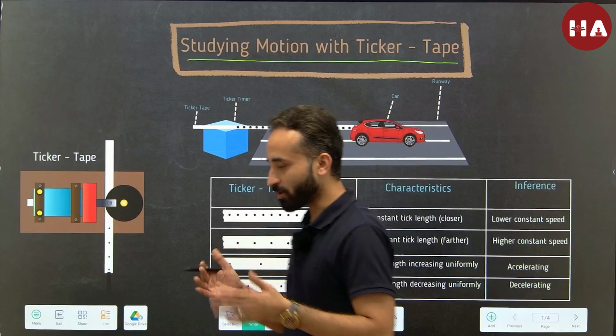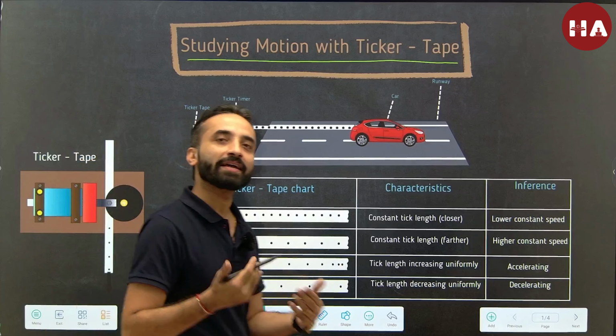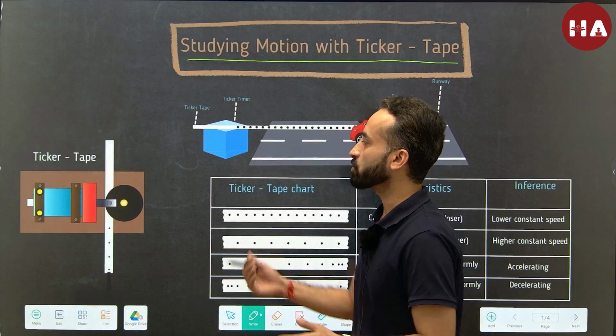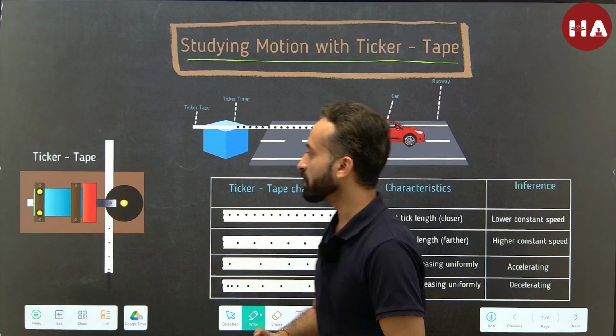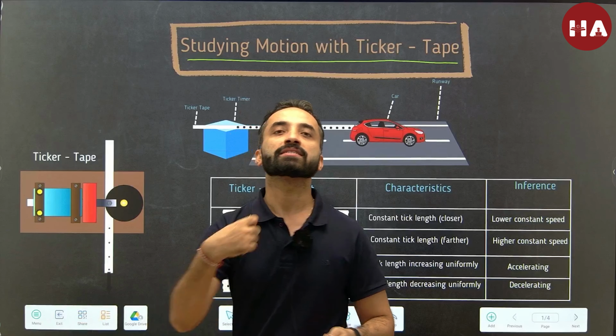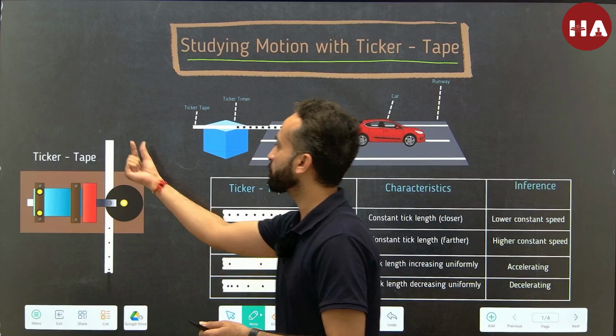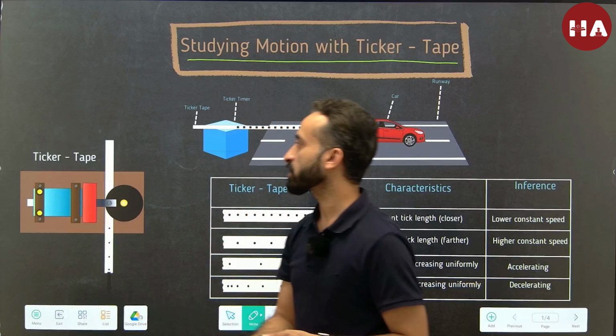So you are seeing a lot of things on the screen right now. One by one we will decode what that exactly means. Okay, so this is a ticker tape arrangement. You can clearly see a tape that is running. So obviously it is connected with some moving object. So since the object is moving, the tape is also slipping or moving through the device.